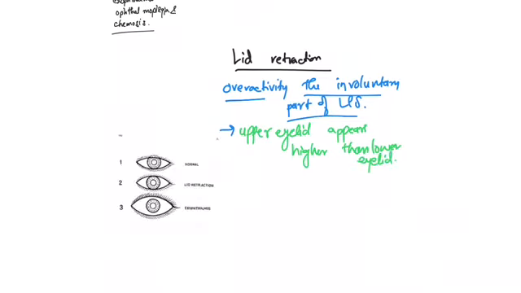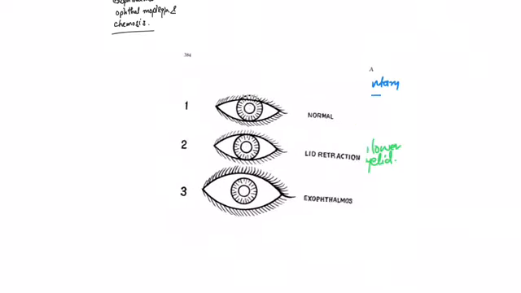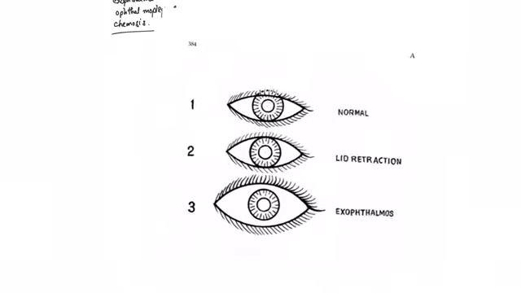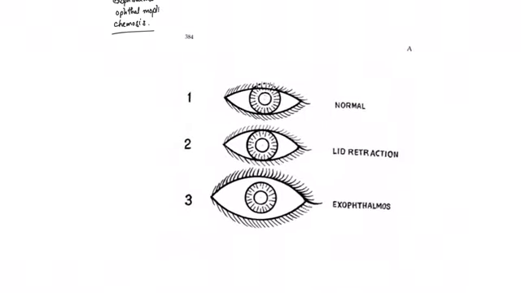Now here we need to look at this picture very closely. This picture is again taken from our book, Estas Clinicals. See, this is the normal position of the eyelid. Okay.